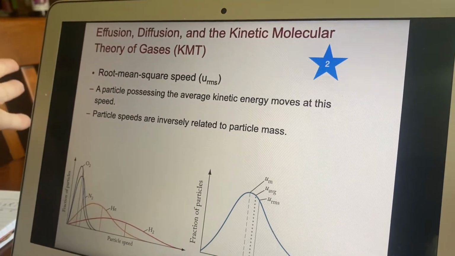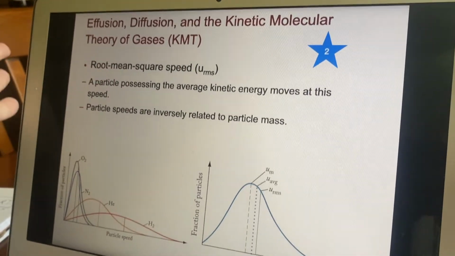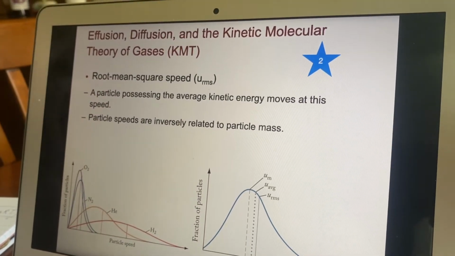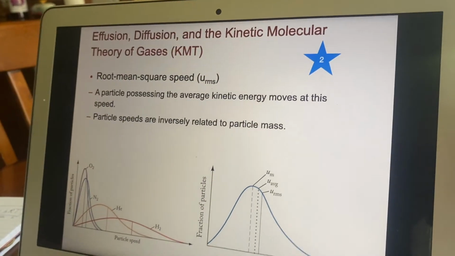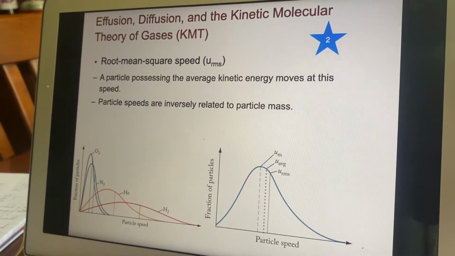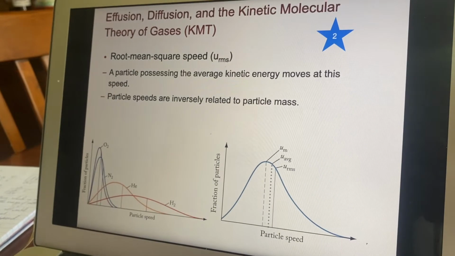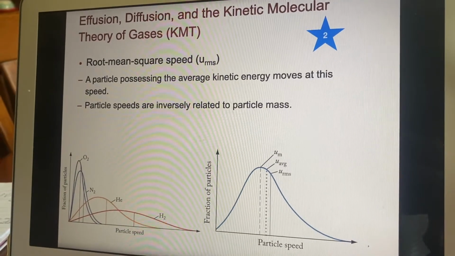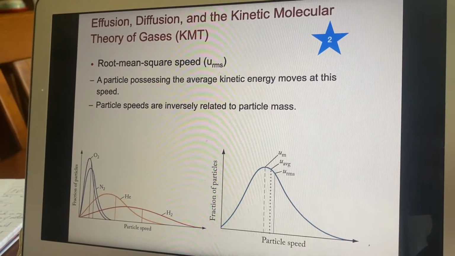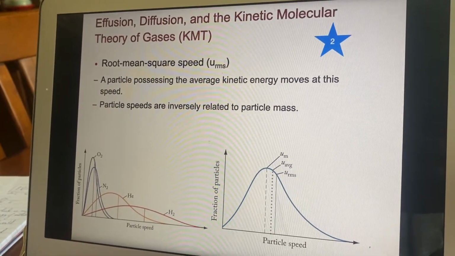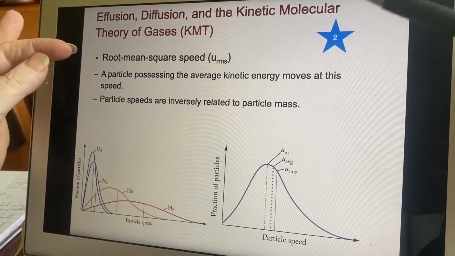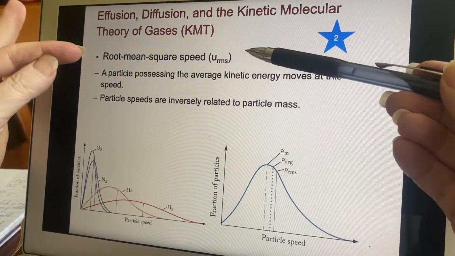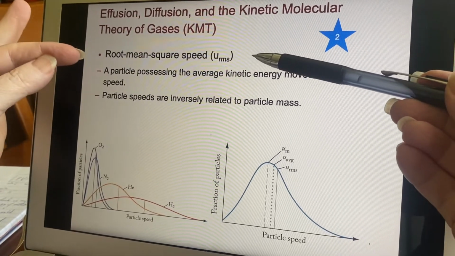Okay, so I said that we were going to use temperature as a proxy for the motion of the molecules. Well, any individual one is traveling differently than another one. They all have their own individual speeds. So how are we going to do that? All we're going to use is something called the root mean square speed.